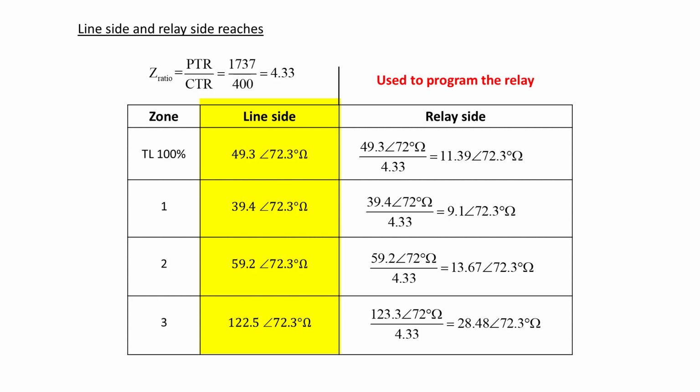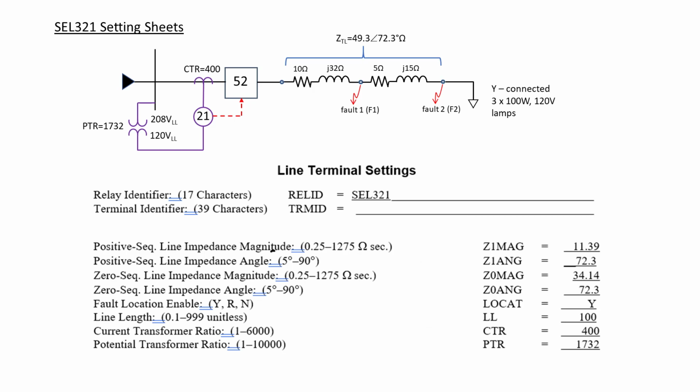In order to program the 321 relay, the impedance values must be secondary values. To determine what the relay sees, we simply divide the line side values by the PT and CT ratios. This is called our Z ratio, which in our case is 4.33. The values in the relay side column are the values which will be entered into the 321 setting sheet, which can later then be entered into the relay. So let's have a look at the 321 setting sheets.